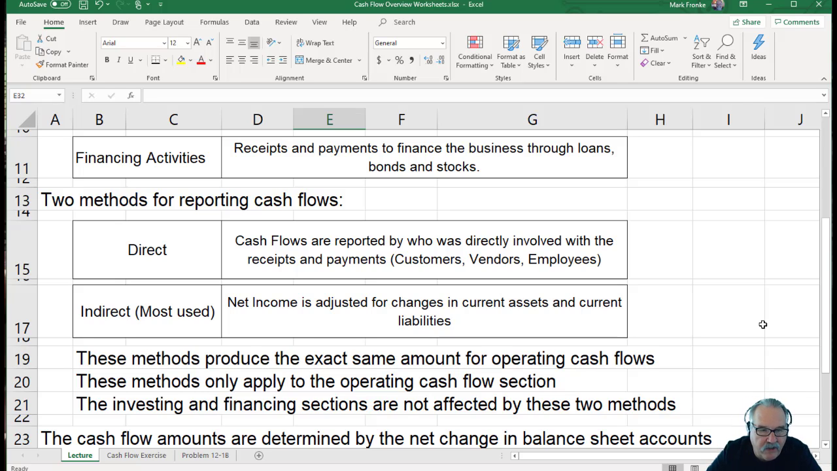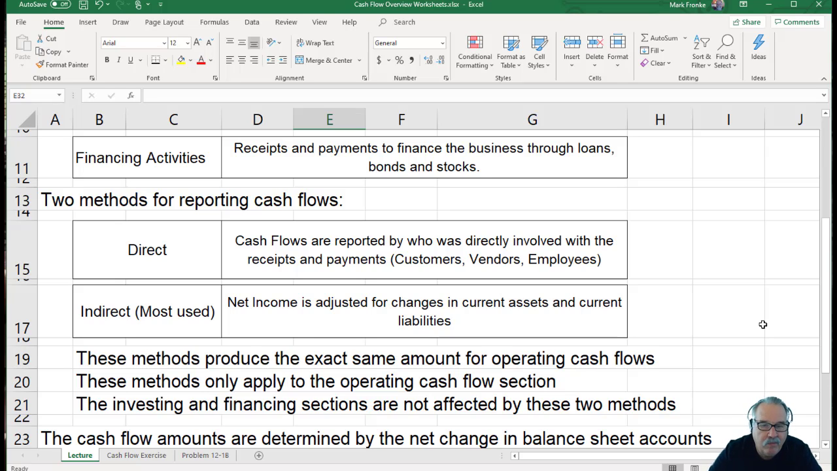We're going to focus solely on the indirect method. And the reason is, number one, it's what most companies use. There's very few companies, in fact, I don't know if I can even think of one, that reports their cash flows on the direct method. Why? It's a little more difficult to get the information. Sometimes it may be impossible, but the indirect method has been used for many, many years by most companies.